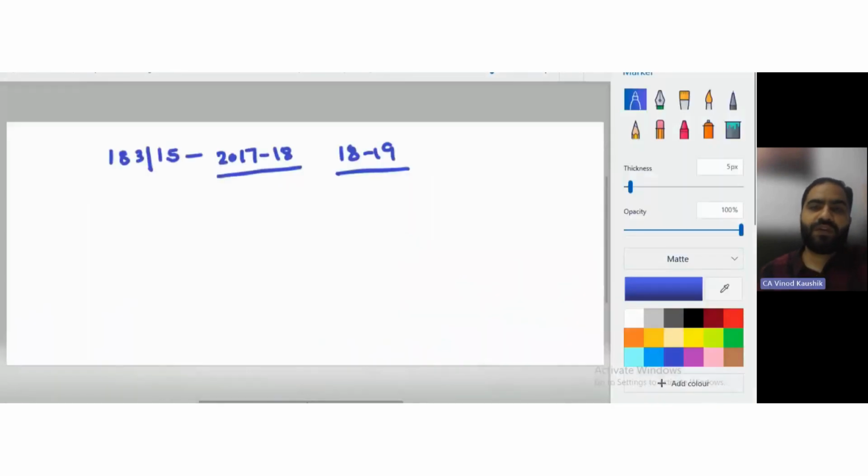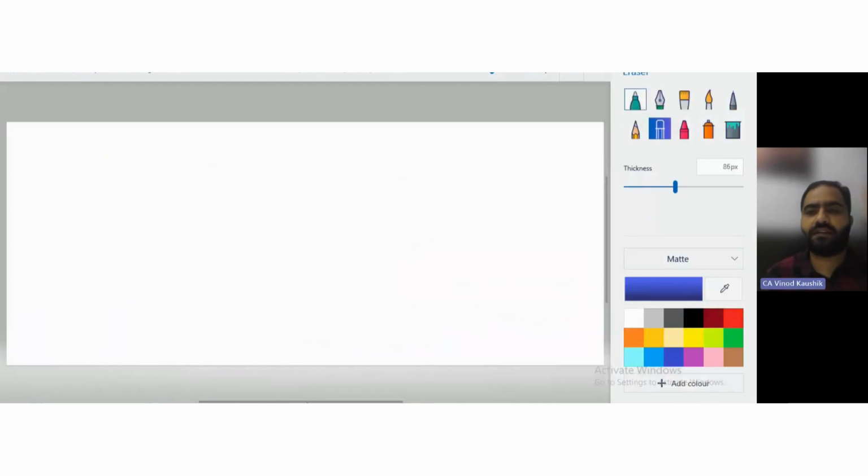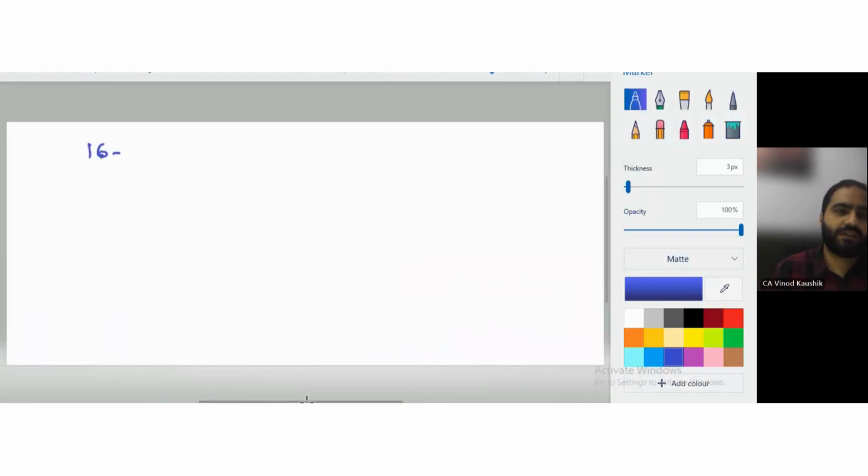So friends, before we start the discussion, let's understand the scheme of input tax credit under GST. And the input tax credit is basically governed by Section 16 of the CGST Act, right? Section 16 of the CGST Act basically prescribes the methodology, prescribes the conditions subject to which input tax credit shall be given to a taxable person.